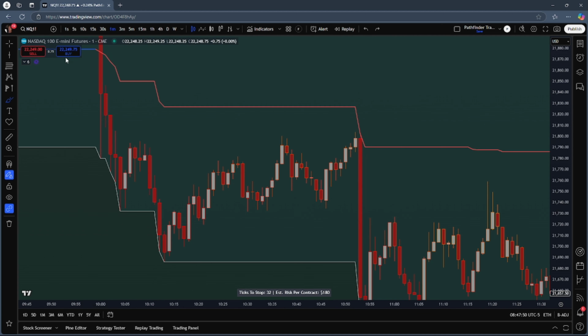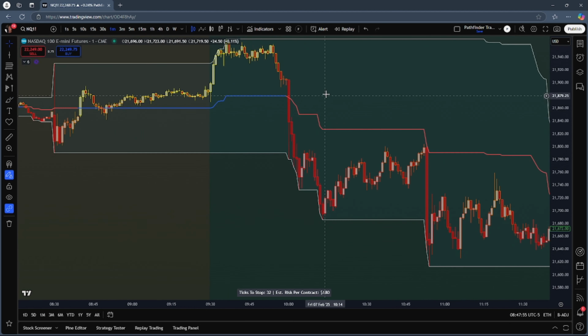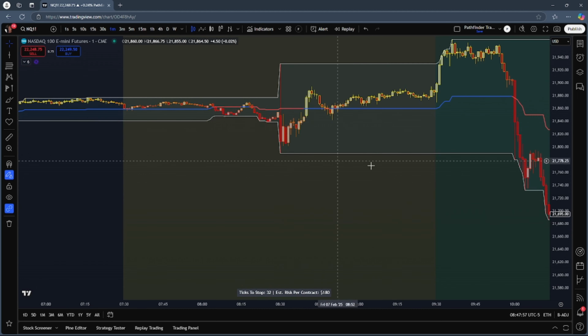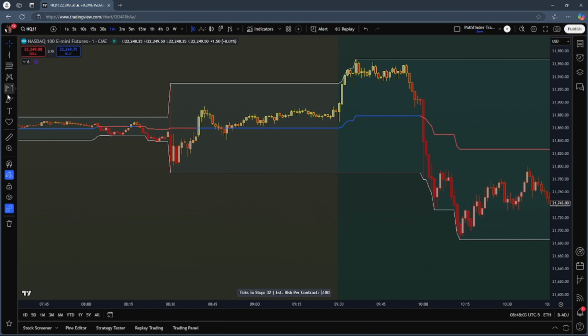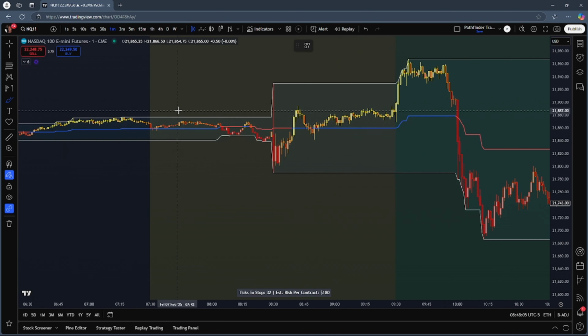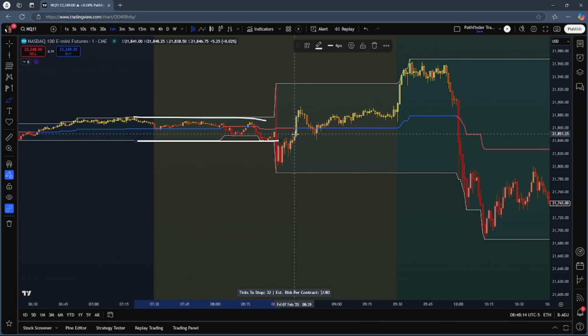So the first one is off of the basis when price is in a trend, not when you're in consolidation. So what you need to wait for is you need to wait for price. You can see this entire morning right here, this was inside the channel. This is in consolidation. Price is resting.